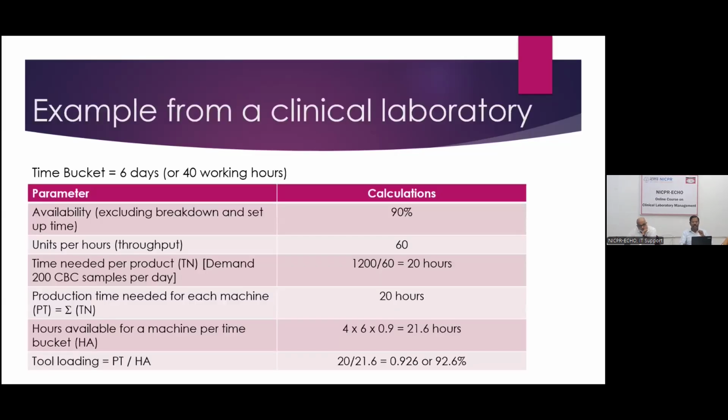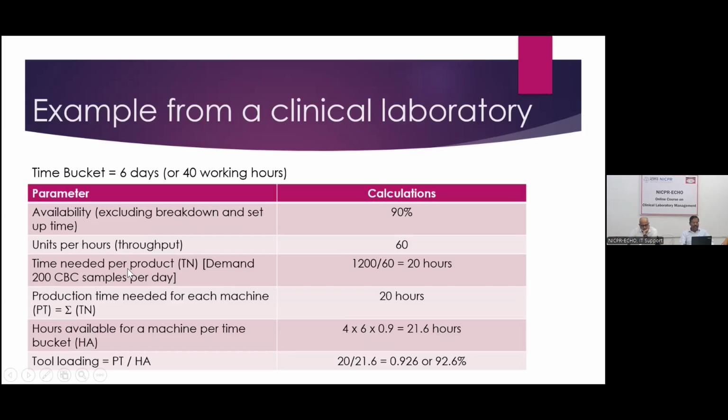So we should have a quotient. This is an example which I have taken from an actual scenario in our laboratory. If we have a machine or hematology analyzer which is available for 90% of the time, because 10% is breakdown and setup time. So 90% of the time our analyzer is available, and the throughput of the analyzer is 60 samples per hour.